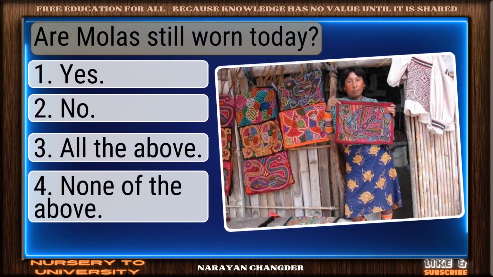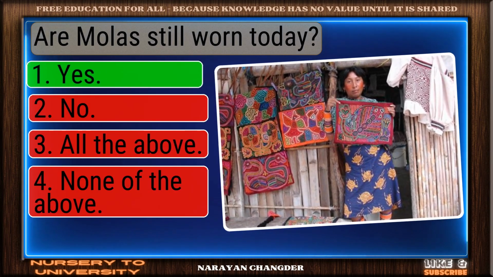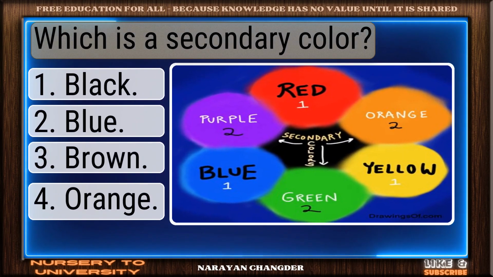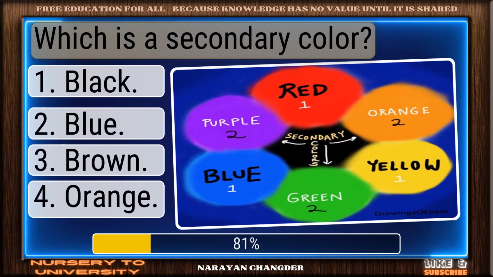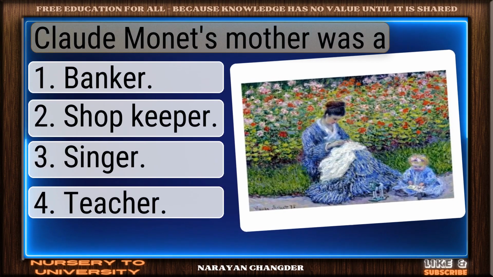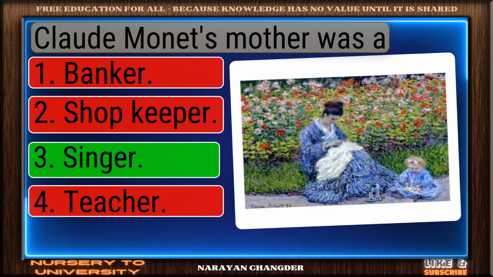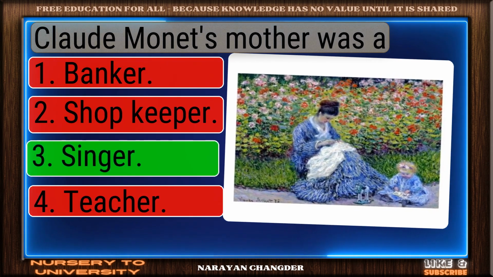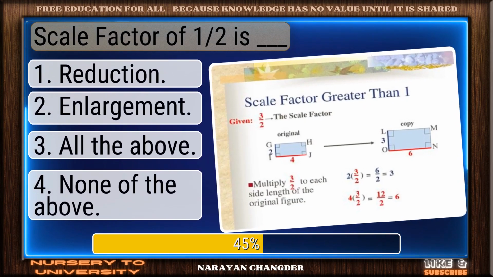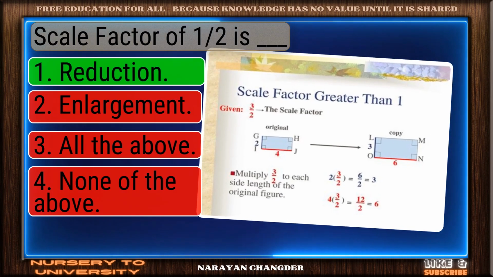Are molars still worn today? Well reasoned. Yes is the correct choice. Which is a secondary color? Nicely done. Orange is a solid answer. Claude Monet's mother was a. Smart pick. Singer is the correct choice. Scale factor of 1:2 is dash. Perfect. Reduction is the correct choice.